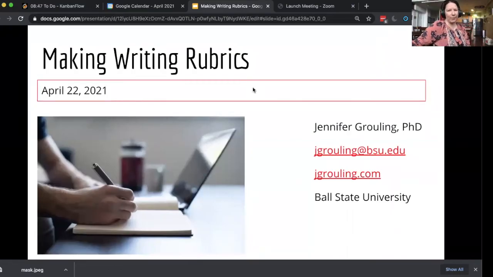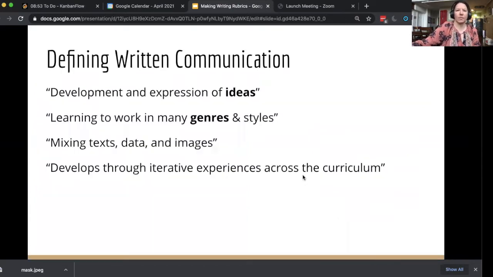Hi, today we're going to be talking about writing your own writing rubrics for your classroom. I've studied a lot of different writing rubrics in my time, and one of the main ones I've been working with lately is a national rubric called the AAC&U, the Association of American Colleges and Universities Written Communication Rubric. From that rubric, they have a great definition of written communication, so I thought we would start there.